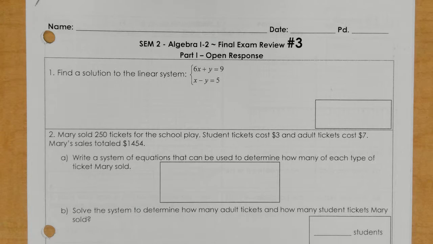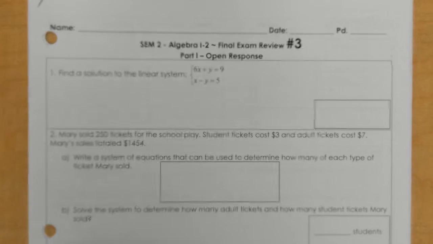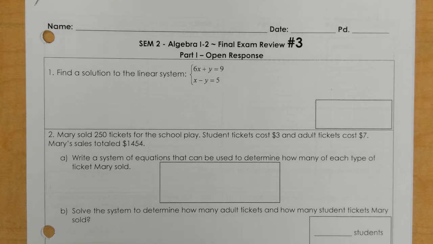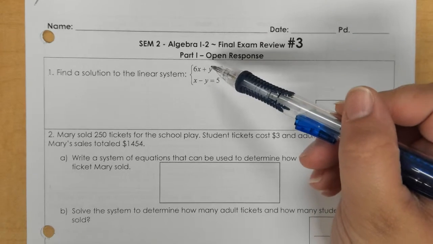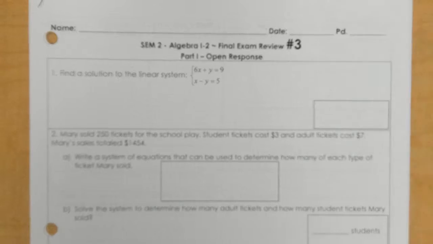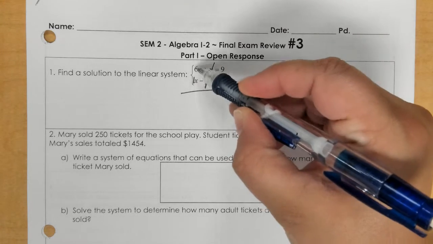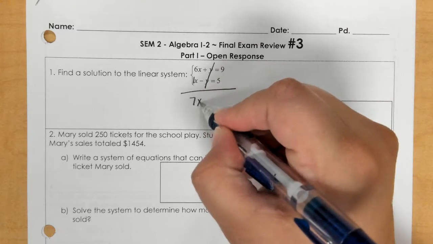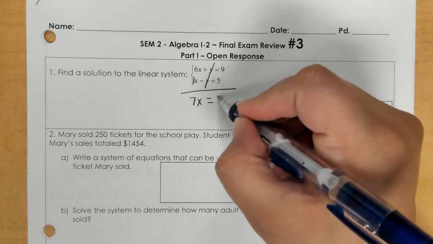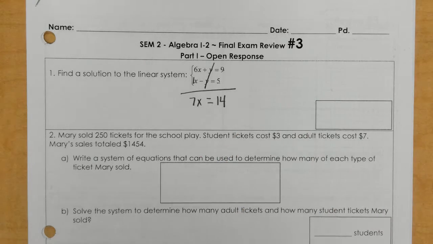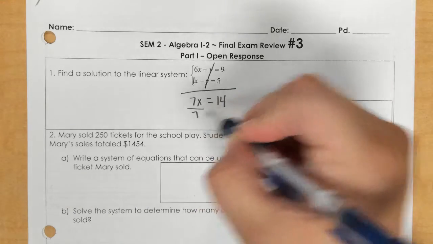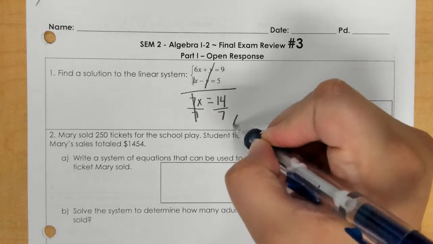For the final exam review number 3 in algebra, number 1 says find the solution to the linear system. So first, I want to eliminate my y values. And there's a 1 here. So 6x plus 1x is 7x. And 9 plus 5 is 14. To get x by itself, I would divide by 7. And I get that x is 2.